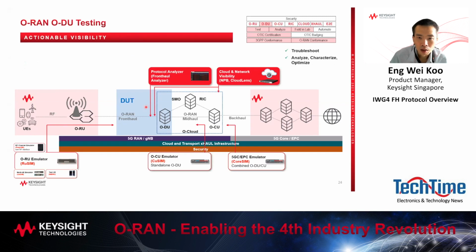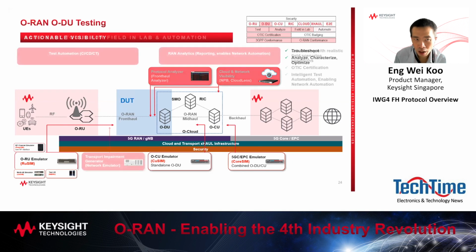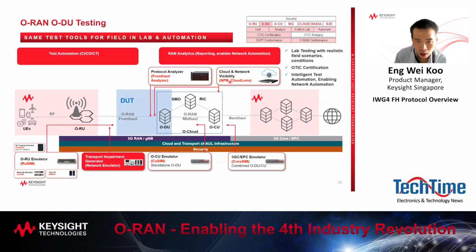And similarly, we apply the protocol analyzer for the fronthaul analyzer to be able to troubleshoot any interoperability issues that may occur over the open fronthaul interface, and our cloud and network visibility solutions that include the packet brokers and the cloud lens into this test setup here. So the common set of test tools is being applied for ORU and ODU testing for actionable visibility, as well as the test automation framework and the RAN analytics reporting framework.